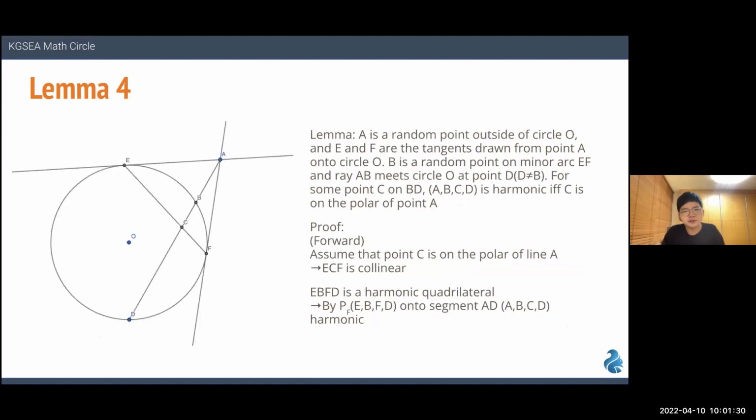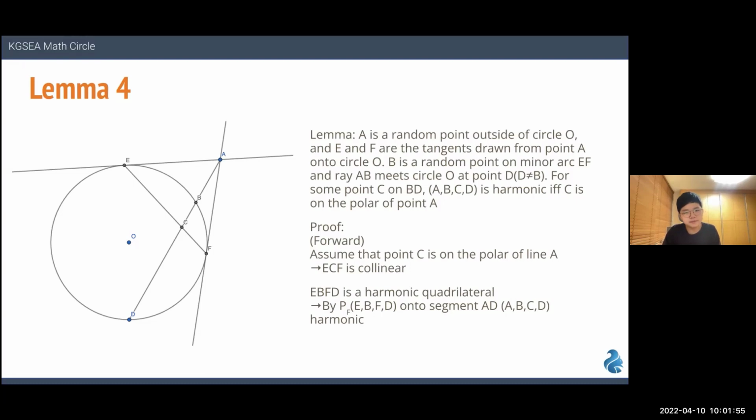The second property shows the relationship between harmonic ratios and poles and polars. It states that A is a random point outside of circle O, and E and F are the tangents drawn from point A onto circle O. B is a random point on minor arc EF, and ray AB meets circle O at point D. For some point C on BD, ABCD is harmonic if and only if C is on the polar of point A. The forward proof is quite straightforward.